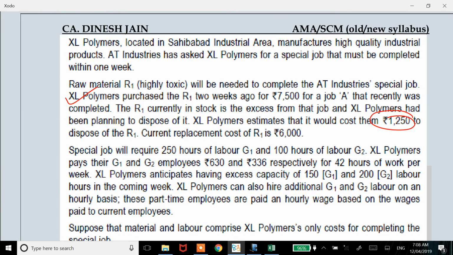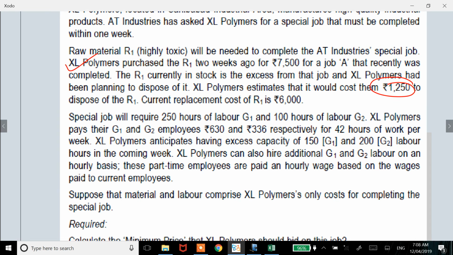When it comes to labor, I need 250 hours and 100 hours. Labor is partly available, partly not available. That's kind of a scenario. G2, you have fully available and you have excess capacity. So the relevant cost of G2 is 0. You have excess capacity, relevant cost is 0.